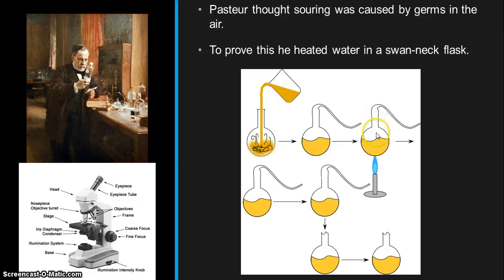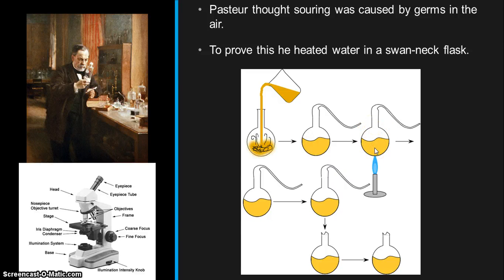So all this air contained germs, but the heat forced that air to rise and round the bend of the neck. When that water cooled, actually all the contaminated air was suspended in the neck and trapped in the bend of the neck here, which meant that the remaining air left in the flask and therefore the water was free from germs.